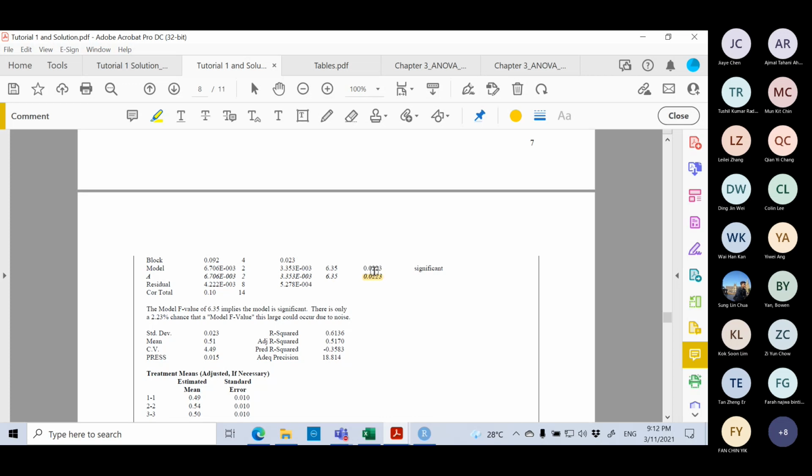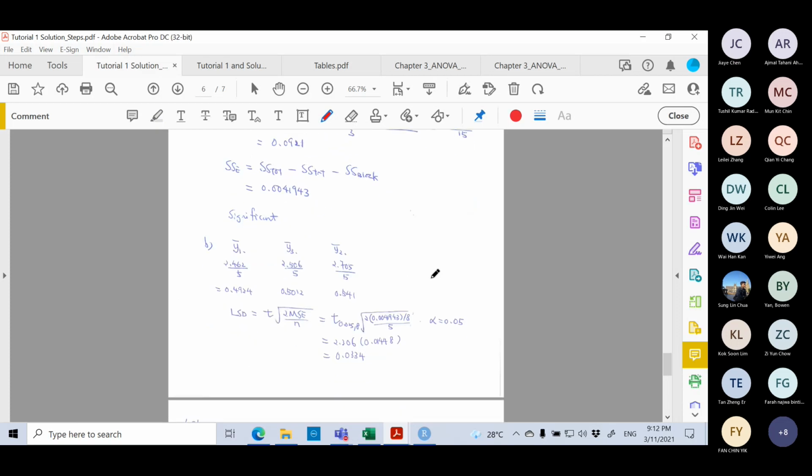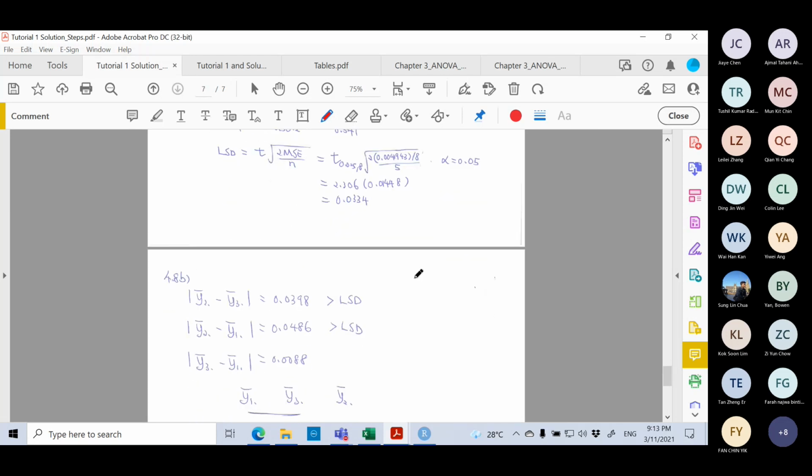The further analysis can be done using the LSD, or you can also use a Tukey test. So here I show you the example. I have 3 means. The first mean is 0.49. The second mean is 0.5. The third mean is 0.41. So we calculate the LSD, which is given by this. Then we do the comparison here.